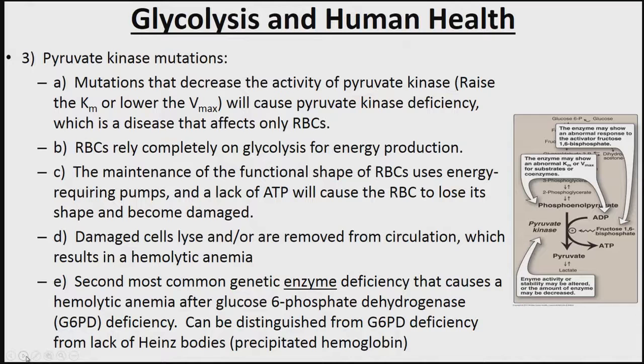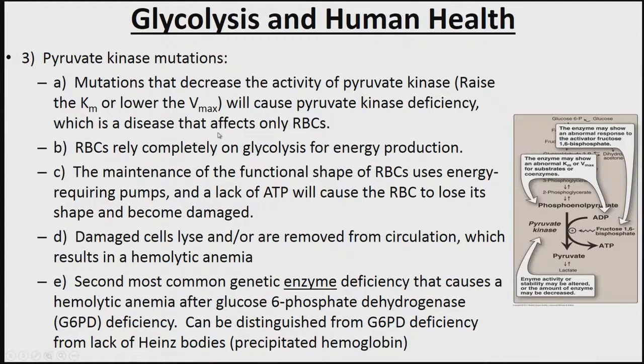Pyruvate kinase mutation. So that was that last key step. There are known mutations in pyruvate kinase, could affect the stability, could affect the Km. So we could raise the Km, which lowers the affinity, or lower the Vmax. Okay, so it's not working as fast as it should. These mutation types really only affect red blood cells. Because they rely so heavily on glycolysis versus other tissues, which can generate energy in other manners, they have an absolute requirement for glycolysis to generate energy. So they're really the only tissue you see being affected by this.